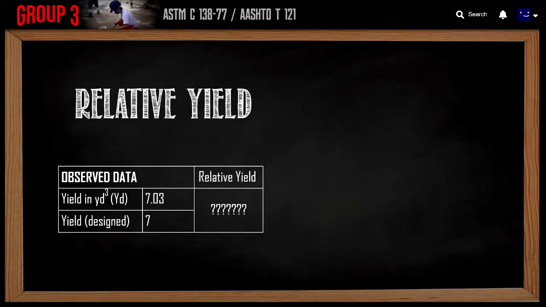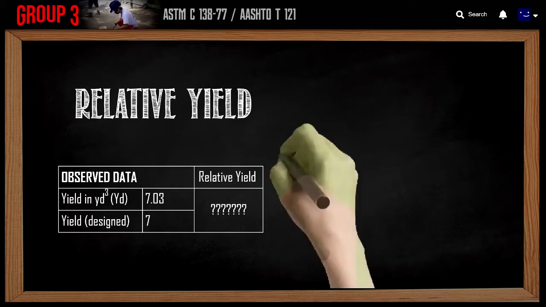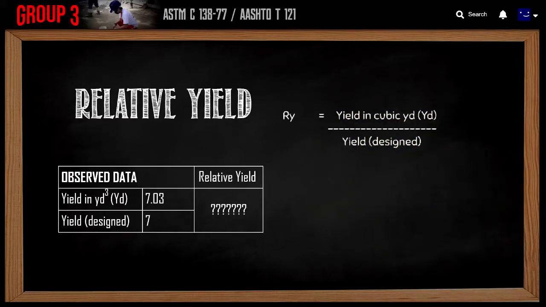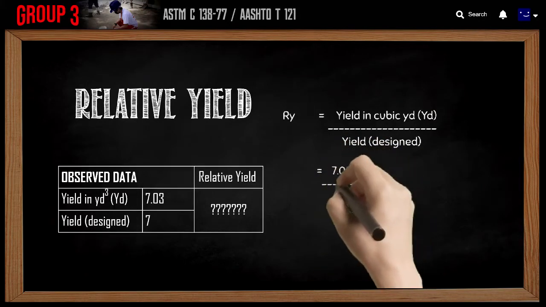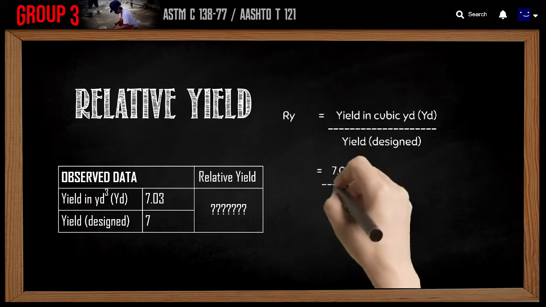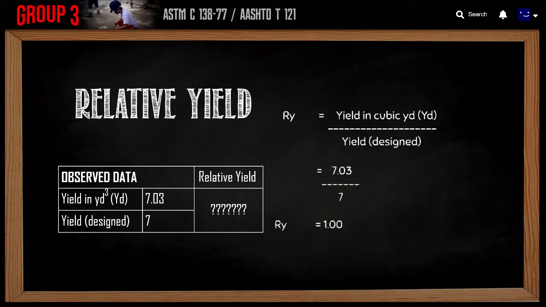Relative yield is the ratio of the actual volume of concrete produced to the volume of concrete as it was designed. So to determine relative yield, all we have to do is take the yield, which is the amount of concrete that was actually produced in the batch, and divide it by Y subscript D, which is the amount of concrete for which the batch was designed. So for the relative yield per batch in cubic yards, we simply take the 7.03 cubic yards of concrete produced in the batch and divide by the 7 cubic yards for which the batch was designed, resulting in a relative yield of 1.00.